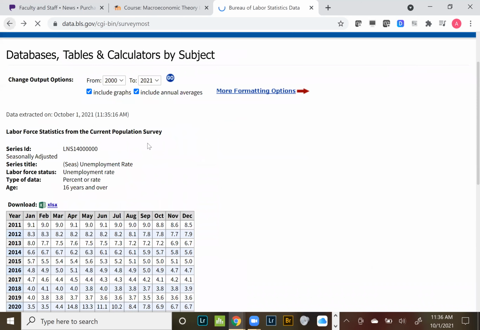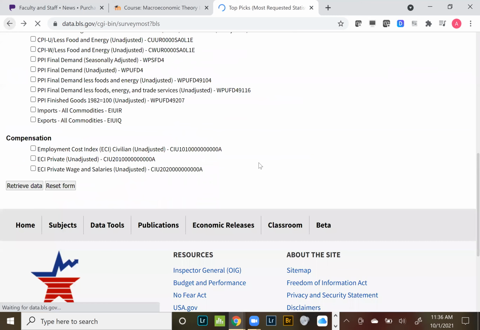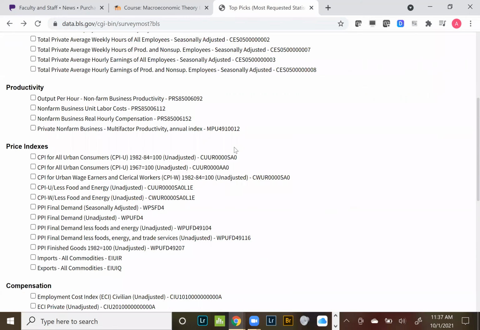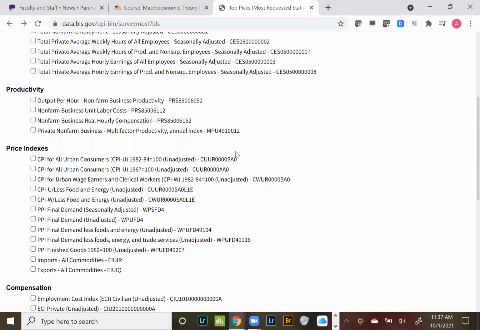You can get any information you want. Man, look at all this good stuff. Price indexes. Let's say you want to look at, now this is the next chapter by the way, inflation. So when we start talking about inflation, we'll come back here and download some of this data to see what the inflation rate has looked like in the US in recent years.